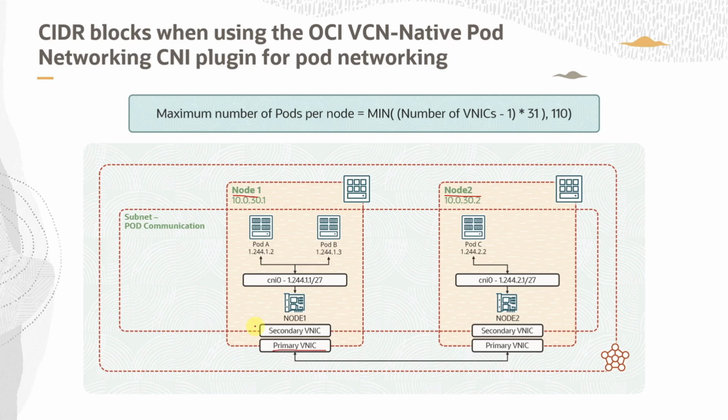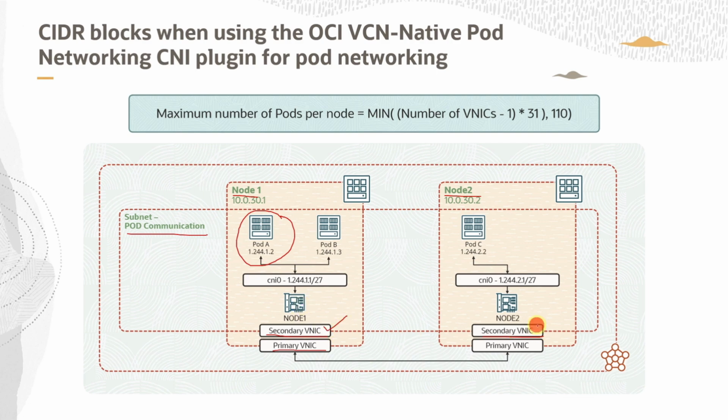Depending on the shape you choose for the node pool, each worker node might have one or more secondary VNICs attached to it as well. The VNICs reside in the subnet selected for pod communication. Each VNIC can be associated with multiple secondary IP addresses. A pod running on a worker node can obtain a secondary IP address from a VNIC, assign the IP address to itself, and use the IP address for inbound and outbound communication.